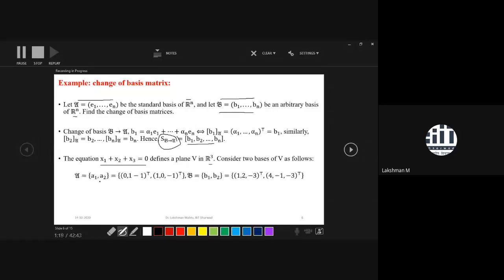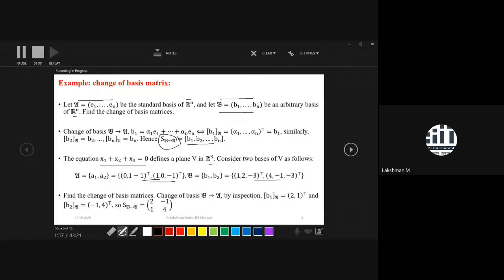So we are considering two bases of this plane. One basis is a1, a2, where a1 is 0 1 minus 1, and a2 is 1 0 minus 1. Now take the second basis, b1, b2. b1 is 1 2 minus 3, and b2 is 4 minus 1 minus 3. So we have two bases for this plane. This plane is passing through the origin, so definitely it would be a subspace of R3.